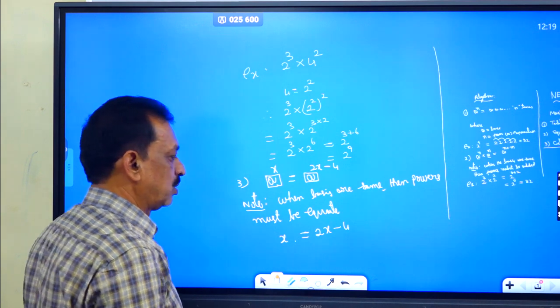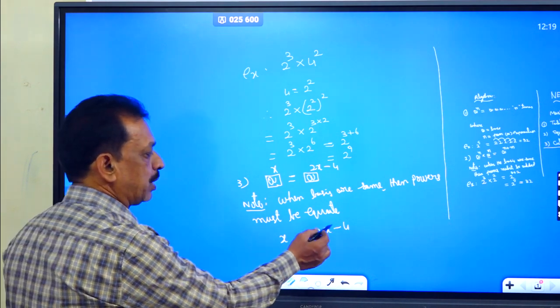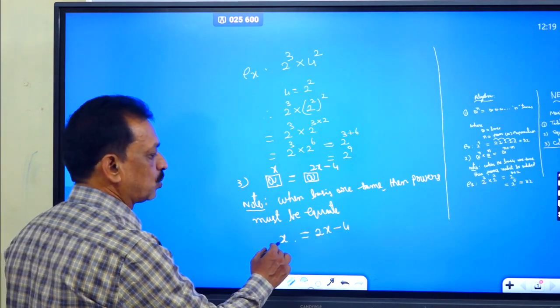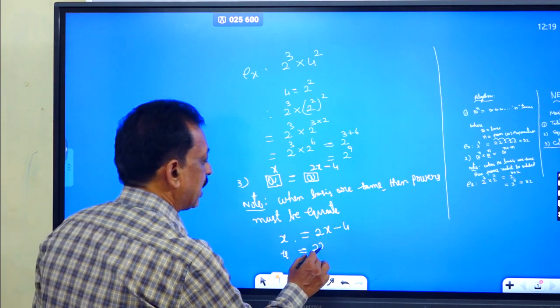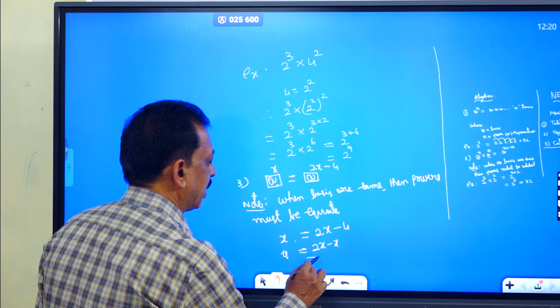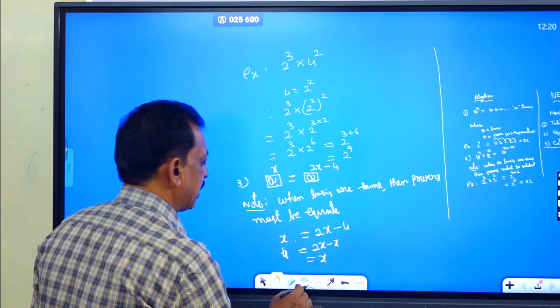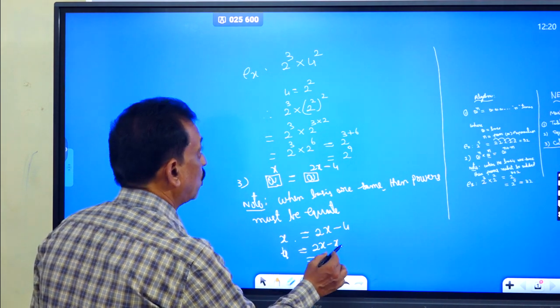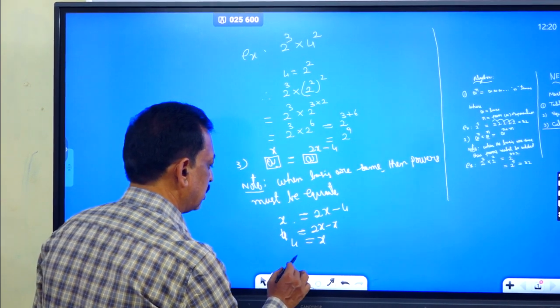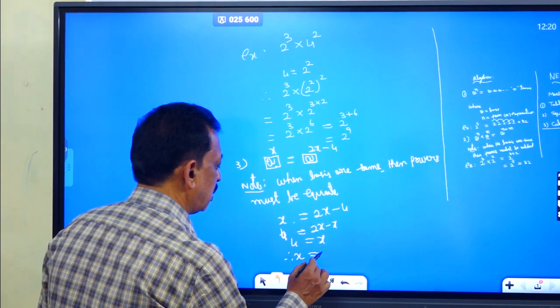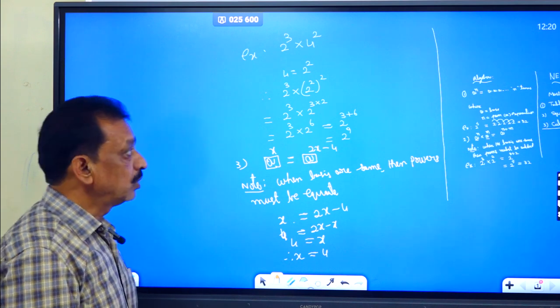I want to solve this one. If minus 4 is there, when you bring it across it becomes plus 4, and take this x to that side. What remains is 4 is equal to 2x minus x, that is equal to x. That means x is equal to how much? x is equal to 4. Therefore x is equal to 4. That's all. This is the way of solving.